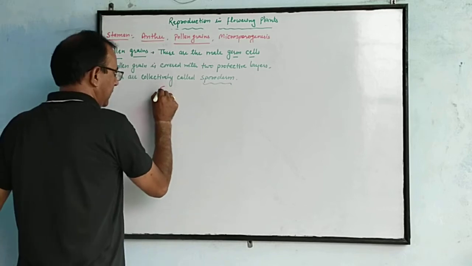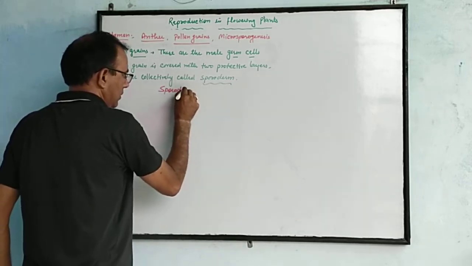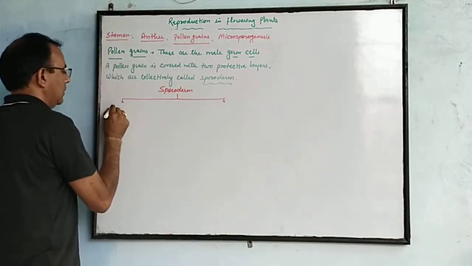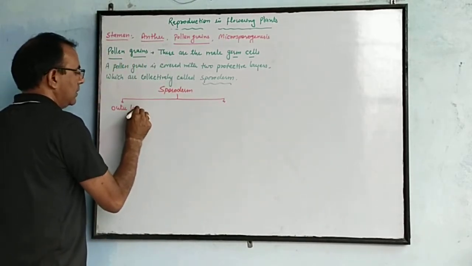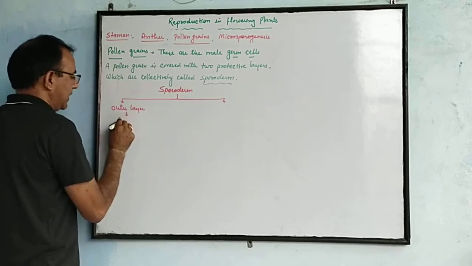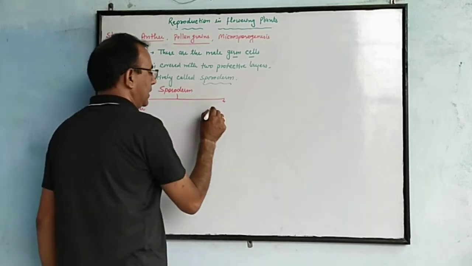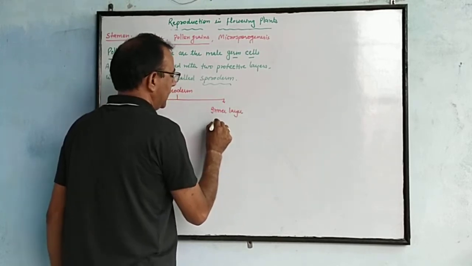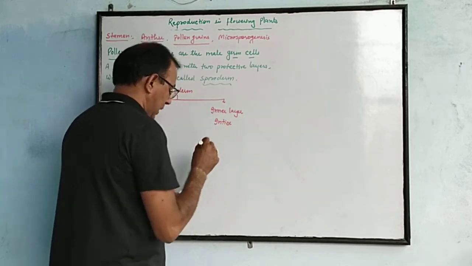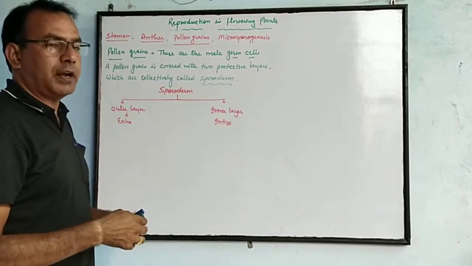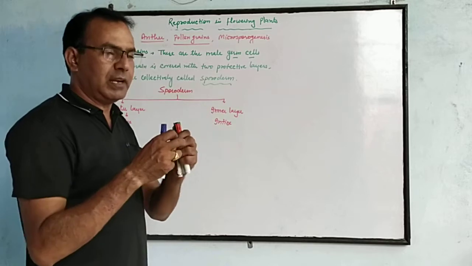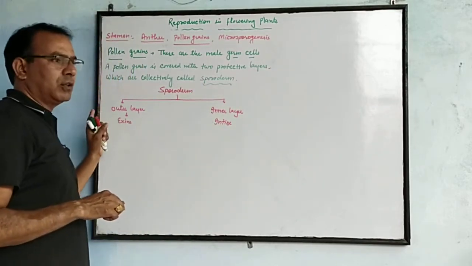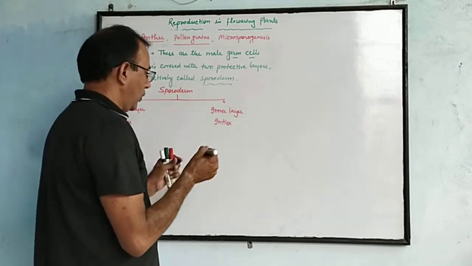A sporoderm has two types of layers: the outer layer, which is called exine, and the inner layer, which is called intine. A pollen grain is covered with two layers, both collectively called sporoderm. The sporoderm consists of two layers: outer known as exine and inner known as intine.